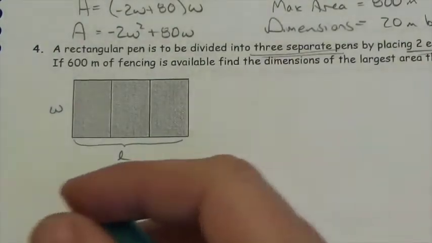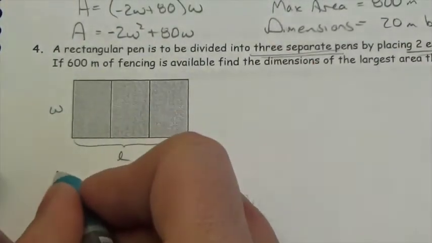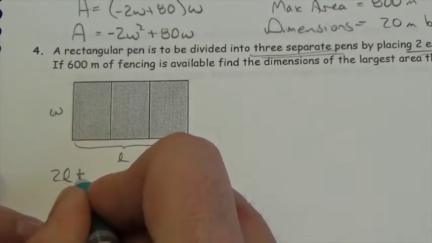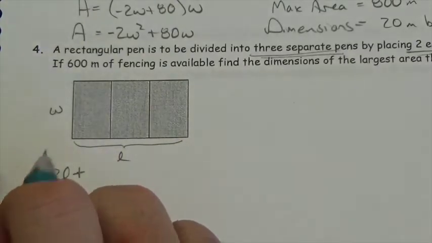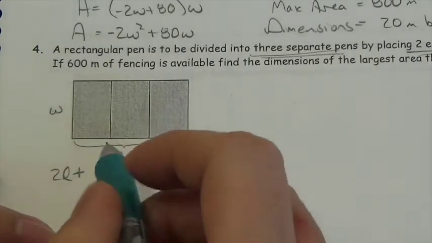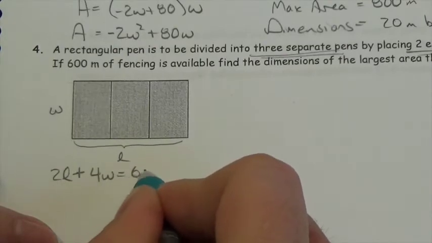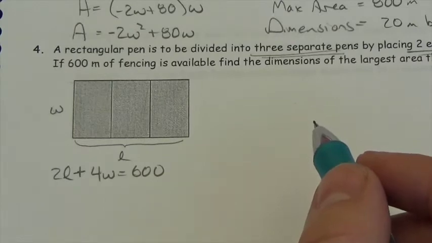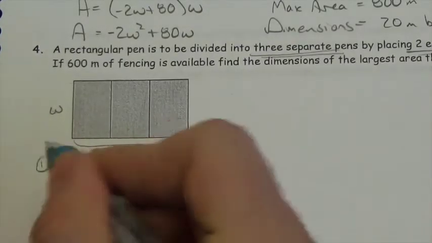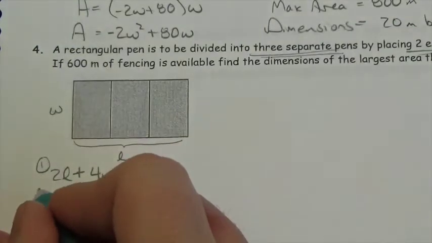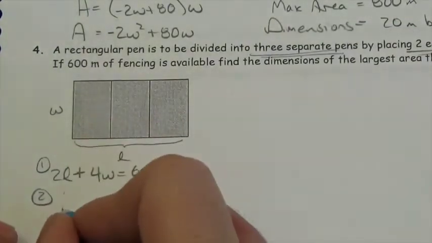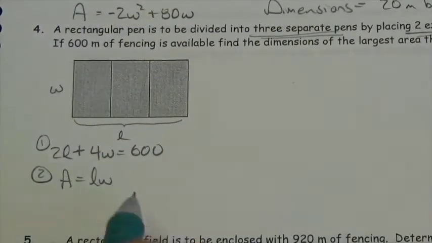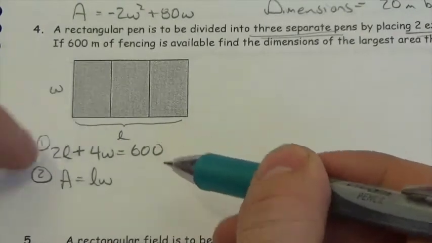So now, think about where all the fencing is going. I'm going to have 2 lengths. And how many widths? Well, here, here, here, and here. 4 widths. And altogether, that's going to amount to that 600 meters of fencing. Now, that's going to be my equation 1. My equation 2, because I'm looking to maximize the area, well, area is going to equal length times width. L times W. And this is what I'm going to complete the square on. So I'm going to end up taking this equation and plugging it into this one.